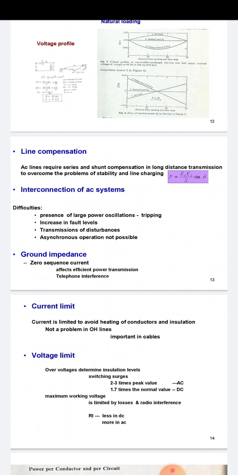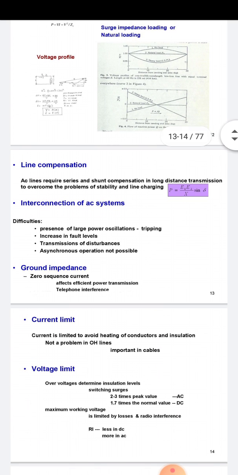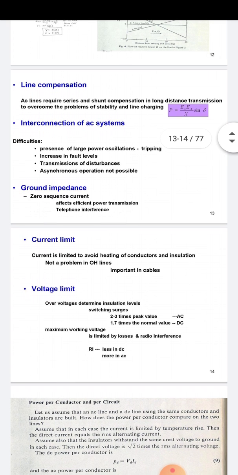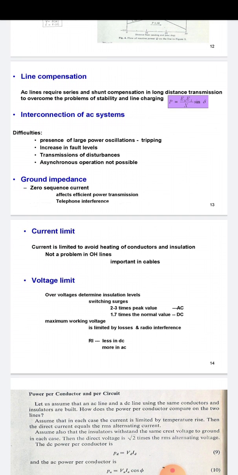So the interconnection of AC systems has some difficulties. Those difficulties are mentioned here: presence of large power oscillation tripping, increase in fault level, transmission of disturbances, and asynchronous operation not being possible. These are all difficulties under the interconnection of AC systems.